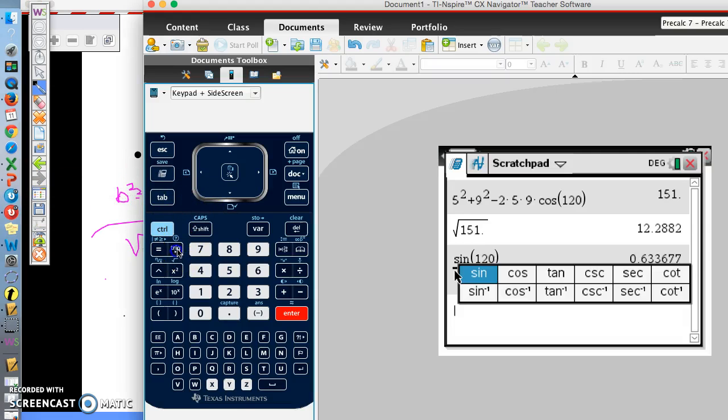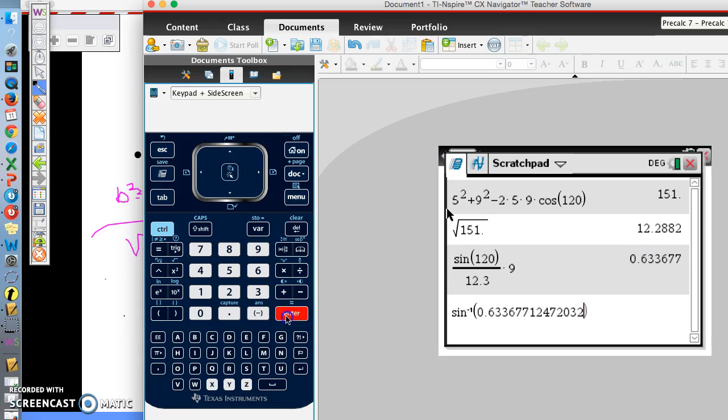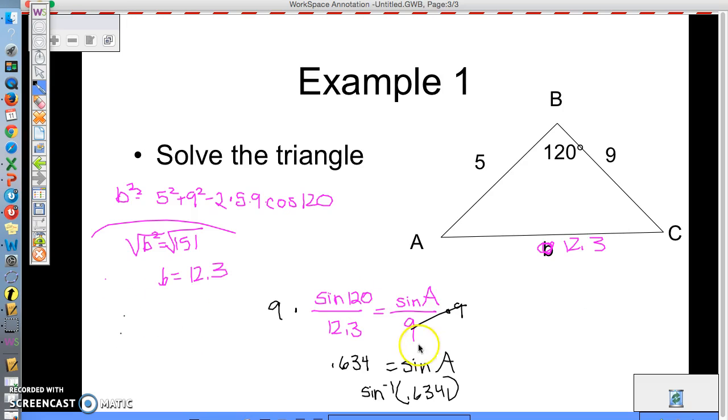Alright, so trig inverse, I can just go up and grab that. So we have 39 degrees. And then if A is 39, let's see, well 120 plus 39, we have 159, so this is left to be 21 degrees.